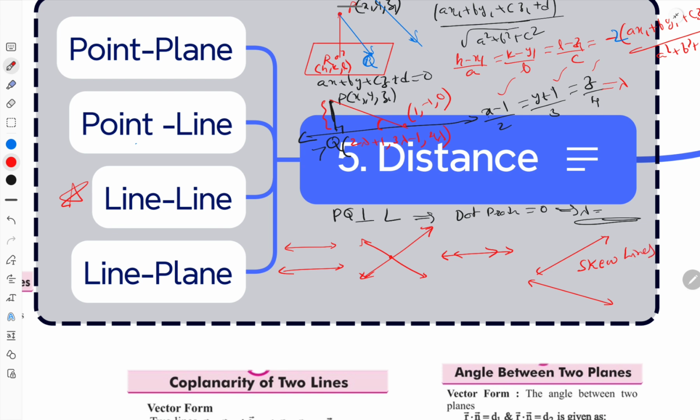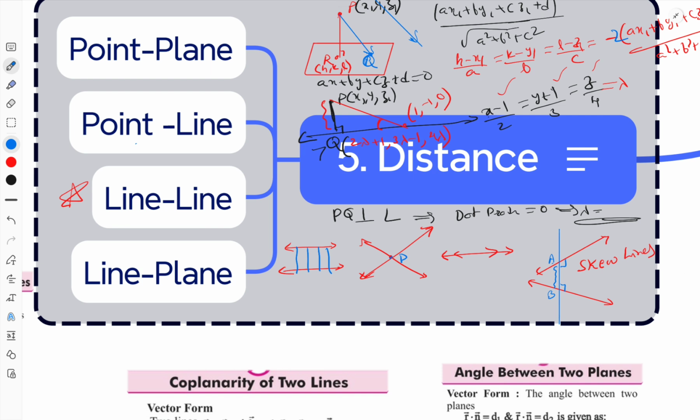We call them skew lines, neither intersecting nor parallel. Whenever lines are intersecting, they have a common point. When they are parallel, the perpendicular distance between them will always be the same. But when they are skew lines, there exists a line perpendicular to both the lines and intersecting them at some points A and B. This AB is called the shortest distance between two lines L1 and L2.